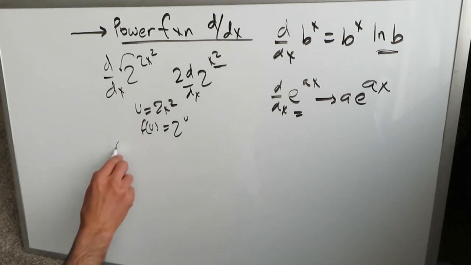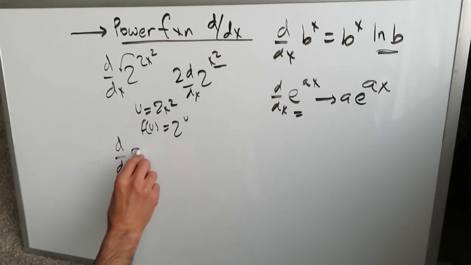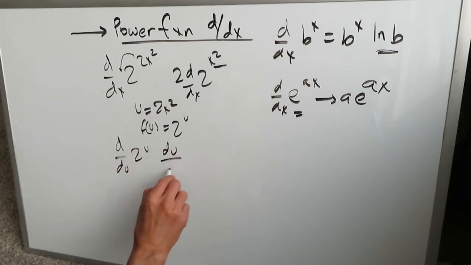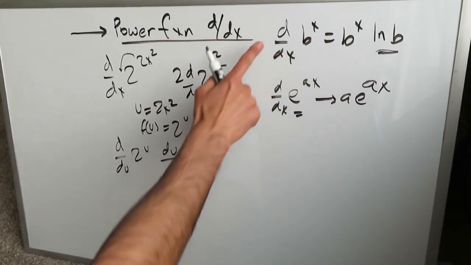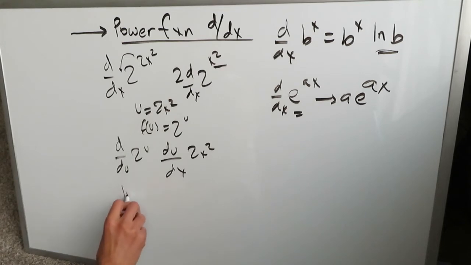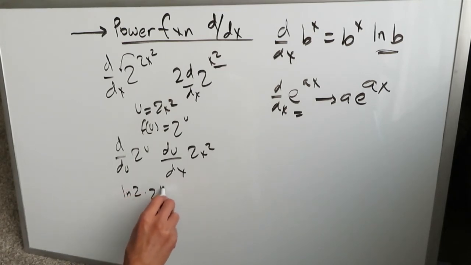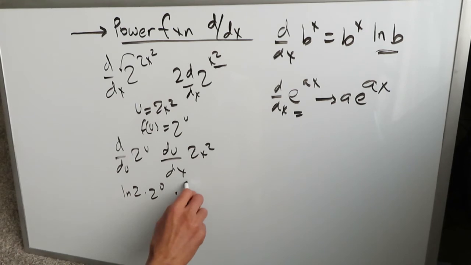Now look what happens. You do the derivative with respect to that u, you have 2u, and then the derivative with respect to x, you have 2x squared. Now you still have to find the derivative of this using this scheme. You get ln 2 times 2 to the power of u. Find the derivative of this, which is 4x.